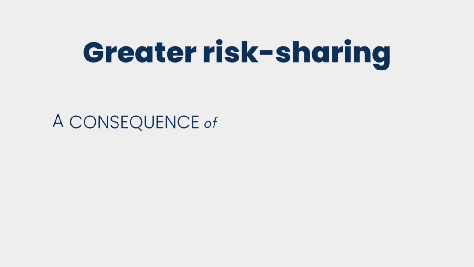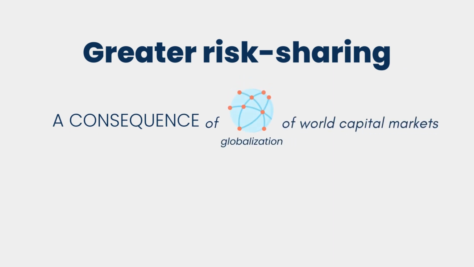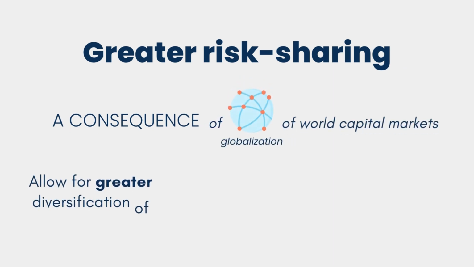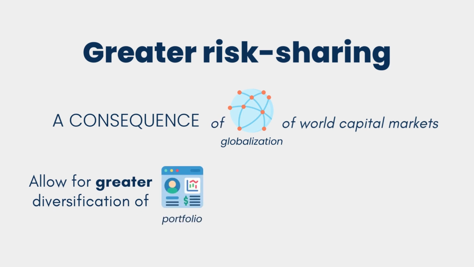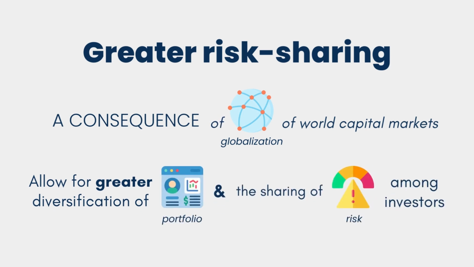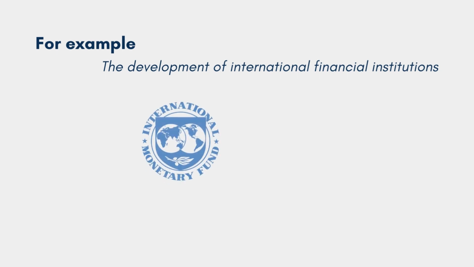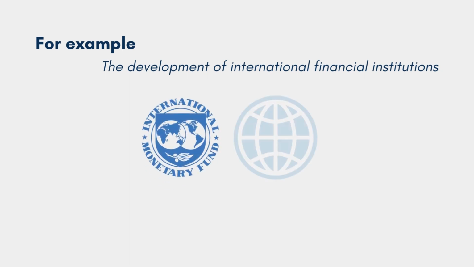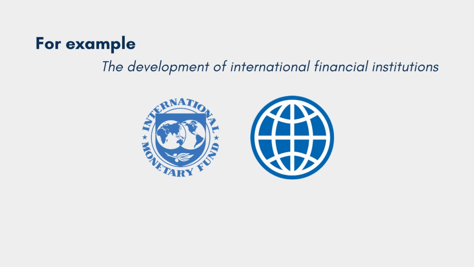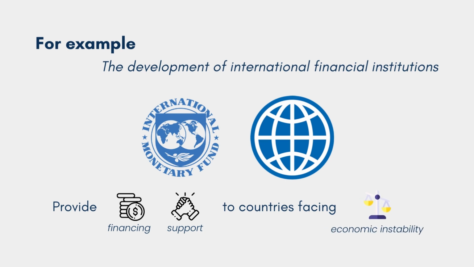Next is greater risk sharing. It has been a consequence of the globalization of world capital market, which has allowed for greater diversification of portfolios and the sharing of risk among investors. Another example is the development of international financial institutions, such as the International Monetary Fund and the World Bank. These institutions provide financing and support to countries facing economic instability or crisis, which can help to stabilize financial markets.